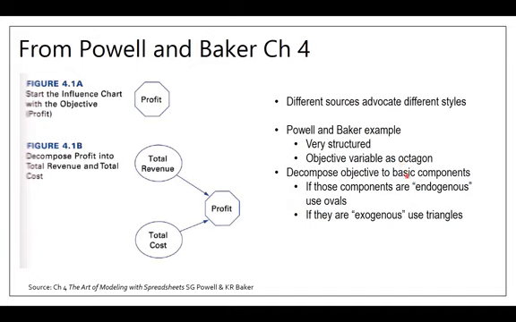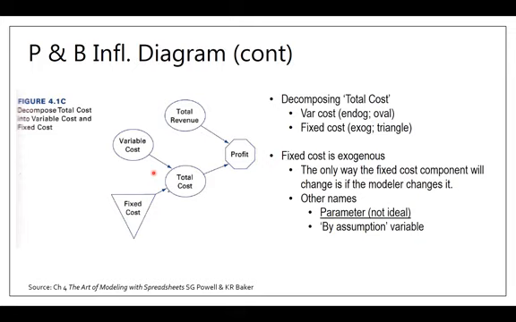So they're going with the objective variable being an octagon. You break it apart into revenue and cost. And then they think about further breakdowns using endogenous variables, something we defined before, being ovals, and exogenous being triangles. Okay, so you see ovals here because something else needs to be uncovered before you get to total revenue, right? That is going to be a calculation that we make. Total cost is the one they actually start by breaking down into variable cost, an oval, meaning that it has to be calculated, and fixed cost, which is exogenous, and that exogenous variable gets a triangle.